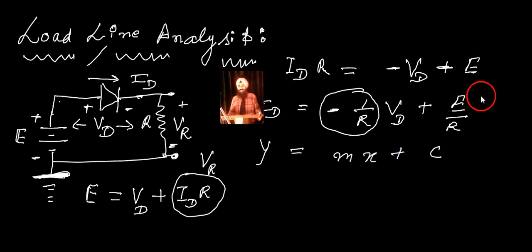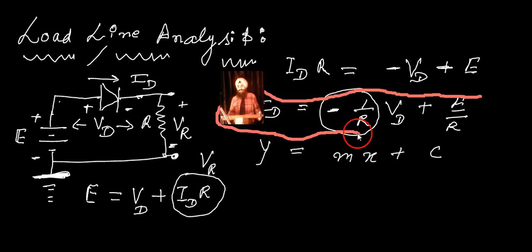Now just comparing this equation with the equation of a straight line, y equals mx plus c, where y and x are the variables, m is the slope, and c is the intercept. Comparing with our equation, instead of y we have ID, instead of x we have VD, and big E over R is c, and minus 1 over R is the slope.